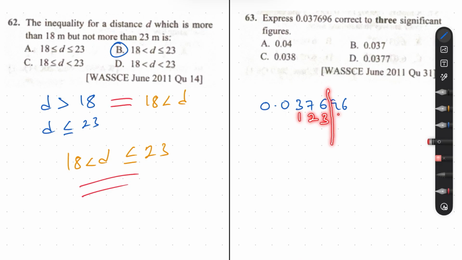Now we need to look at the number after the significant figure we're looking for. Is it more than 5? Yes, 9. So we need to round it, and then this one becomes what? 7. So our answer will be what? 0.0376. No, it won't be 6, because we are rounding, so this place becomes 7. Okay, so let's clean this 6 and then we write 7. So this is our answer: 0.0377, and that is D.